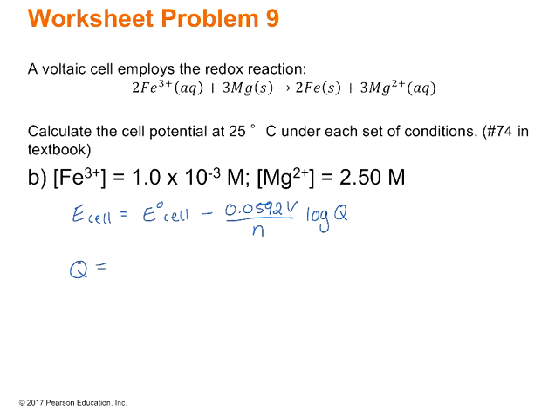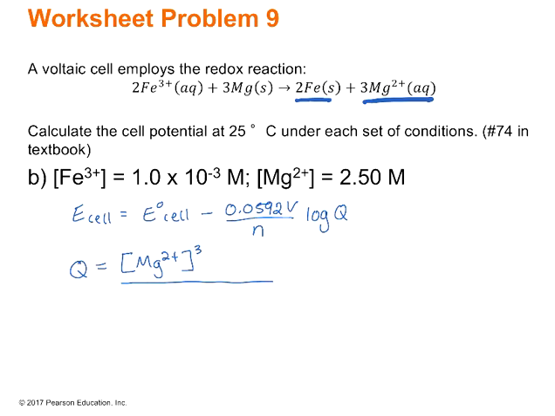Okay, so looking up above, we have a solid product, and then we have aqueous ions. So remember, we're not going to include the solid in our expression for the reaction quotient. Only gases and aqueous solutions. So the only product there will be magnesium 2+, and it has a 3 in front of it, so we're going to cube that.